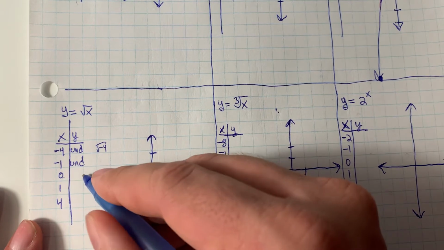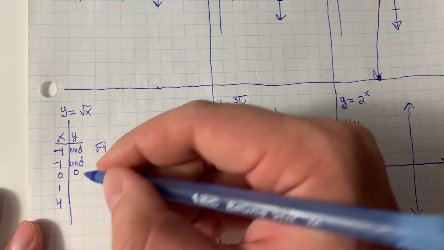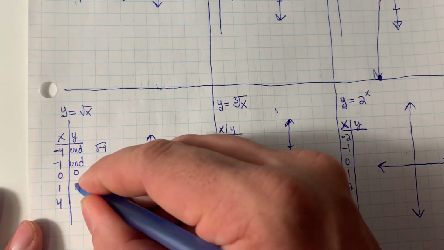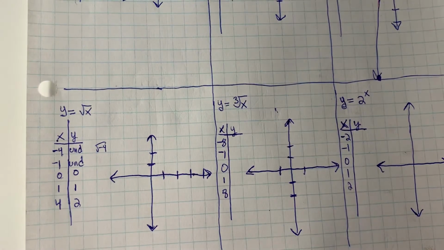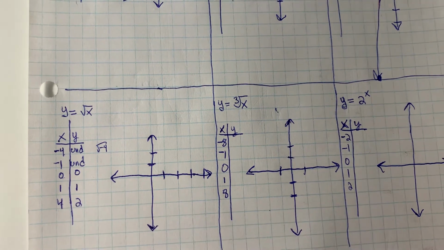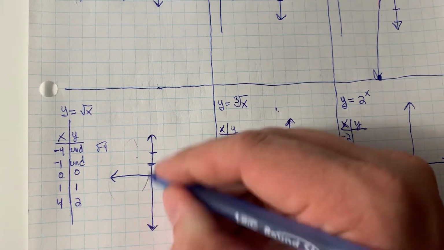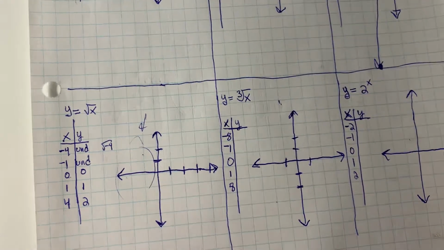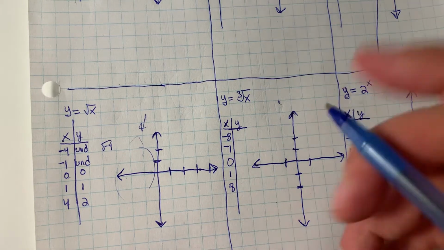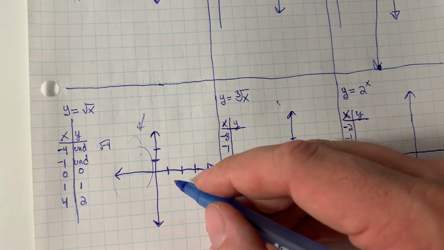The square root of 0, what times what gives you 0? Well, 0 times 0 gives you 0. 1 times 1 gives you 1. What times what gives you 2? 2 times 2. Or what times what gives you 4? 2 times 2 gives you 4. And so we don't end up with any values over here because when we put in negative x values, all the y values are undefined. So we don't end up with any graph over here.